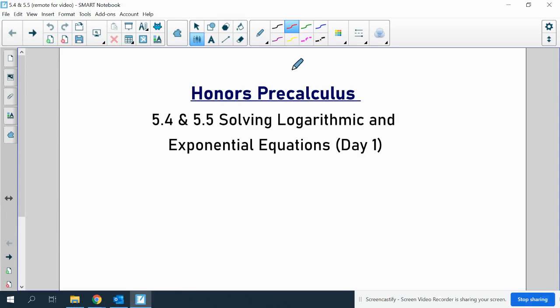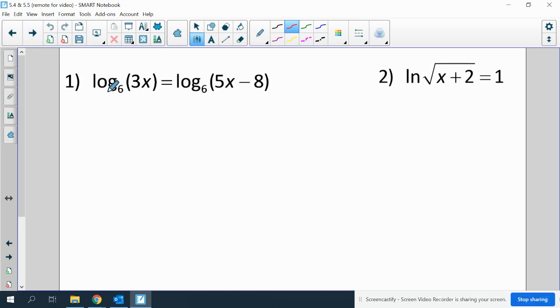This video is about solving logarithmic and exponential equations. The first one, we have log base 6 of 3x equals log base 6 of 5x minus 8.